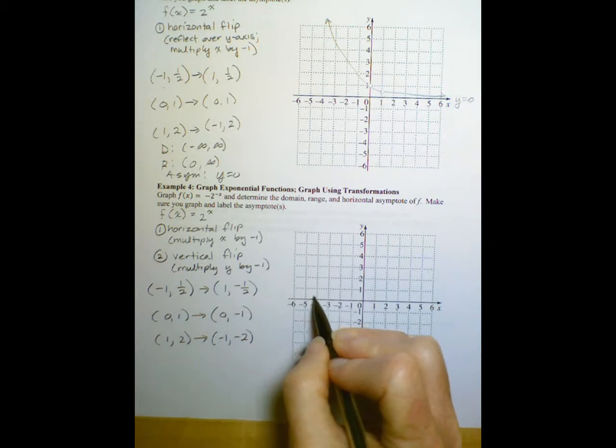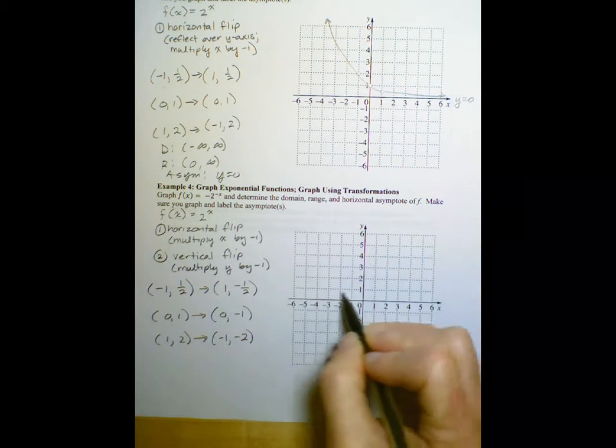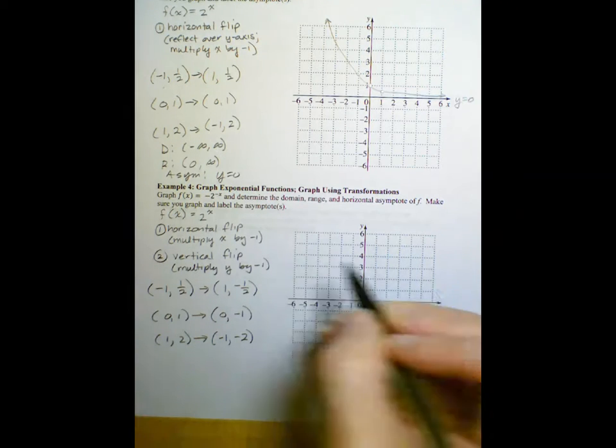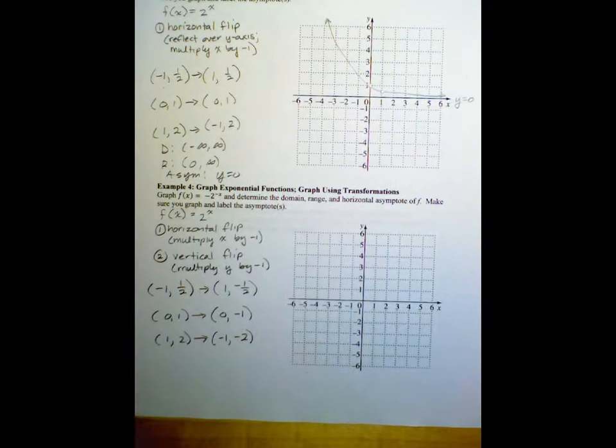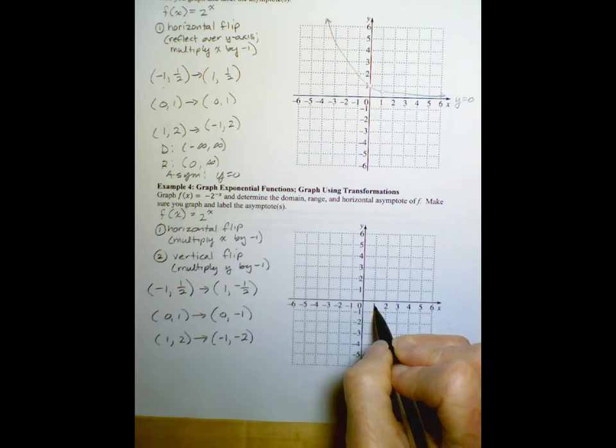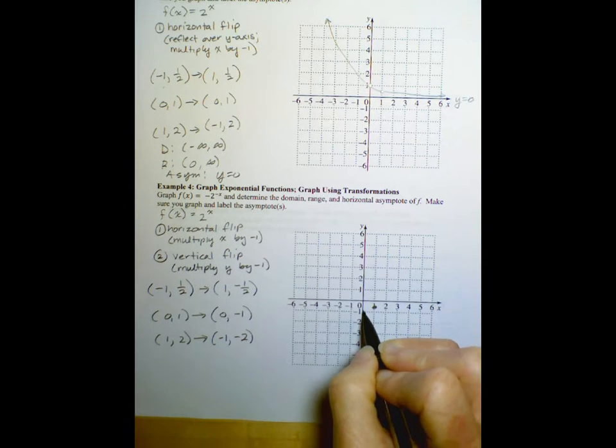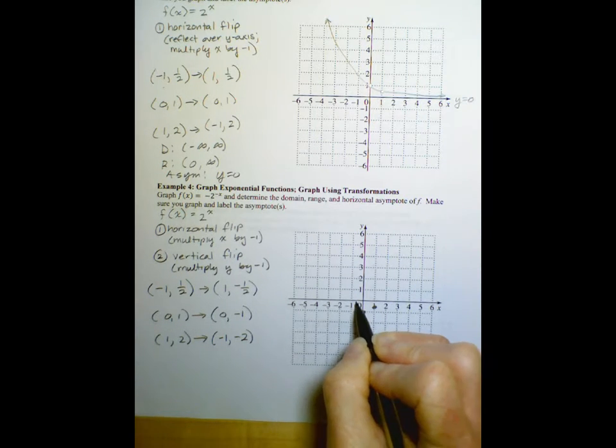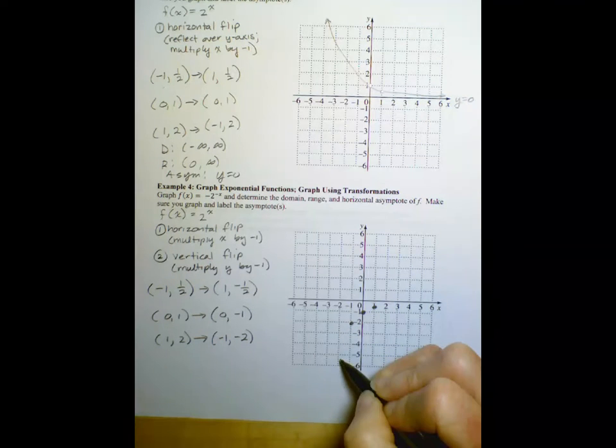So remember, our parent function would look something like this. So we're going to flip over the y and over the x. Let's see where we end up. At 1, negative 1/2. At 0, negative 1. And at negative 1, negative 2.